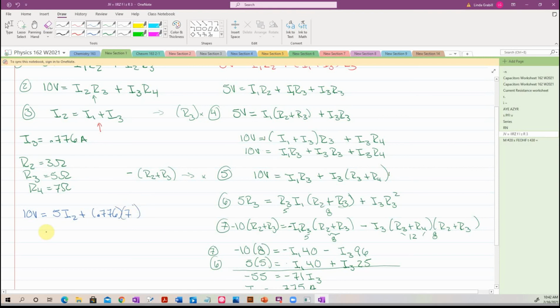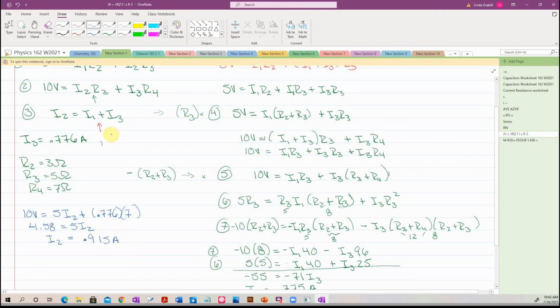And then let's just subtract that. So 10 minus that guy times 7 gives me 4.58 equals 5I2. So finally we can solve for I2 by dividing the 4.58 by 5. And I get I2 is 0.915 amps.